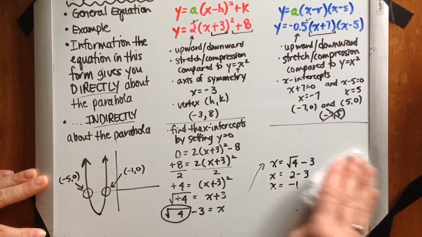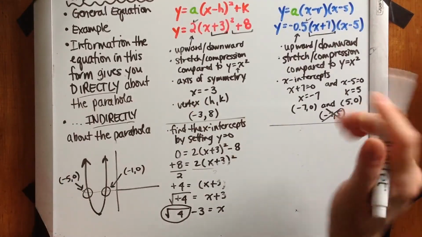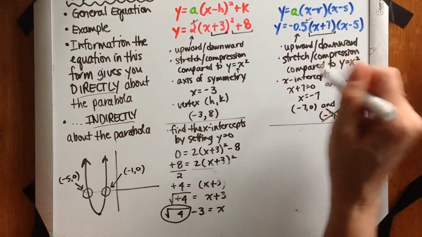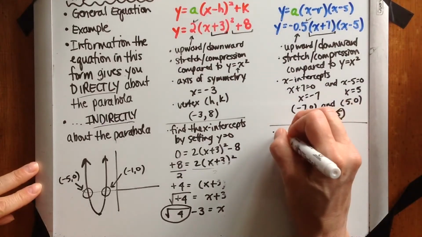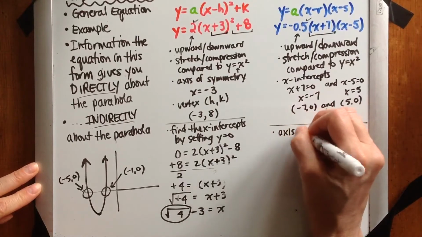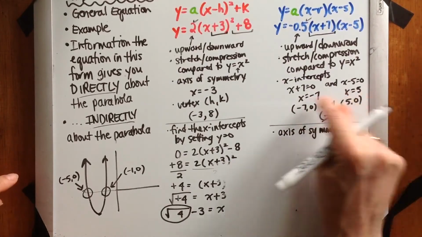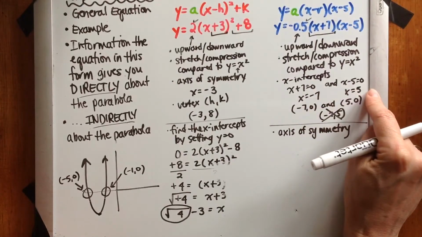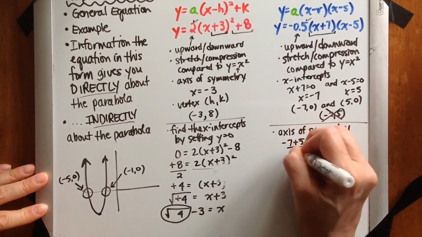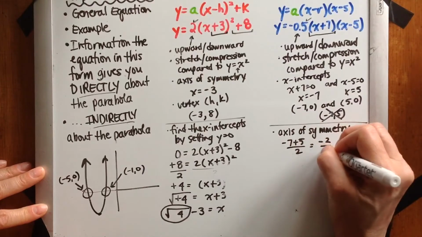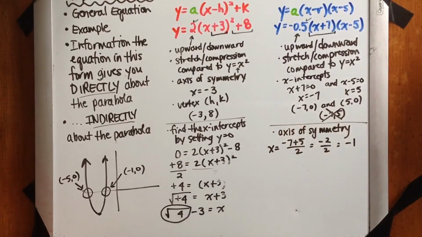Is there anything else that we can learn about the parabola indirectly? Well, we don't know the vertex yet or the axis of symmetry. But the axis of symmetry is easy to find because we remember that it is in the middle between the x-intercepts. So let's figure out where the middle of these two would be. Maybe we could add them together and divide by 2. So negative 7 plus 5 over 2 would be negative 2 over 2, which is equal to negative 1. So the axis of symmetry would be x equals negative 1.